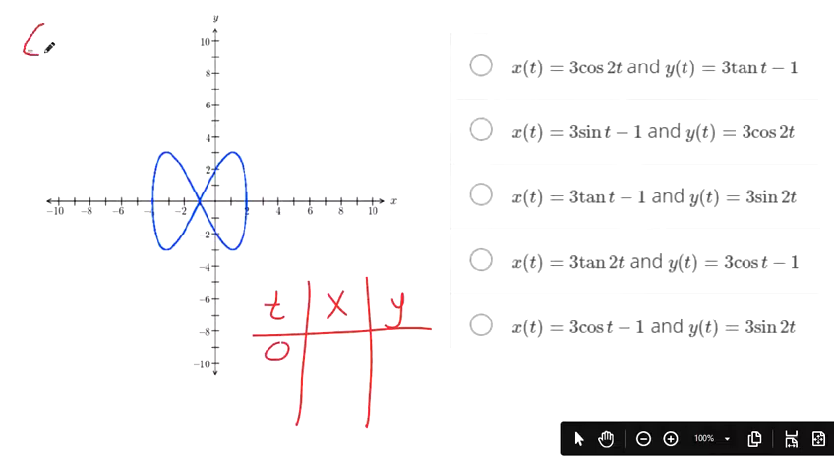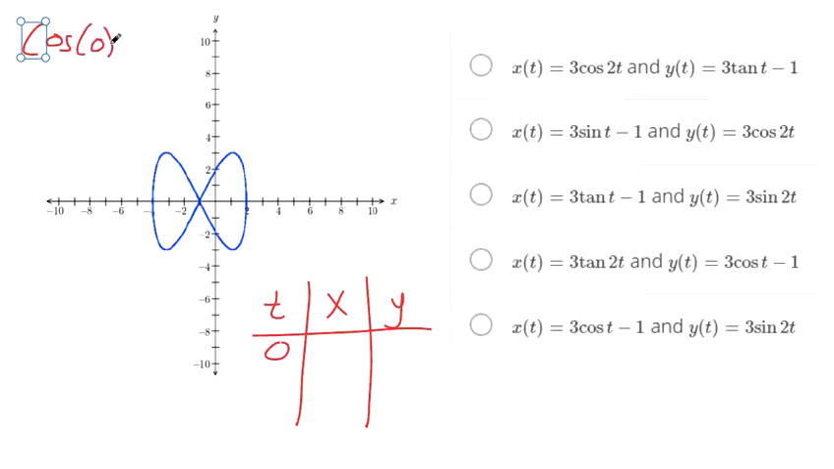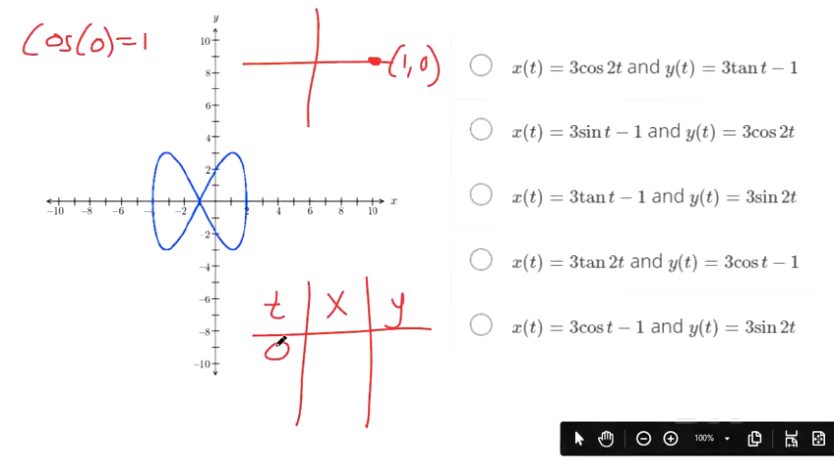Remember, cosine of 0 equals 1, because cosine represents the x coordinates on the unit circle. So 0 degrees is 1 comma 0, because the unit circle has a radius of 1. So cosine of 0 is 1, and then sine of 0 is 0. So with that in mind, let's check out the first equation, see if we can eliminate that.